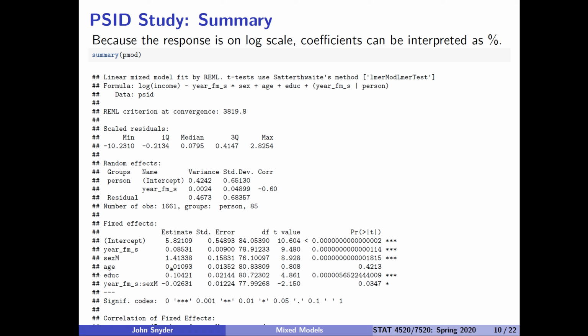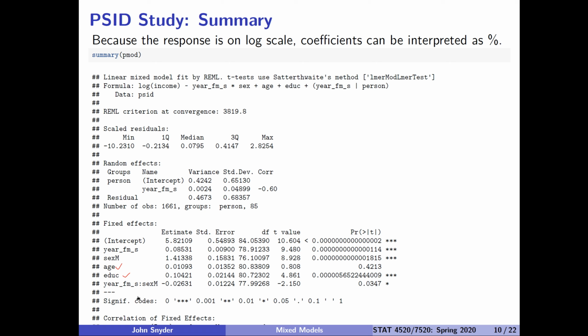And so we can assume that in this data set, at the beginning of the study, if you were a year older, your income would on average be 1% higher. Every additional year of education gets you a 10% increase in that salary. Another interesting thing we can see here is that we have a significant interaction between year and sex.